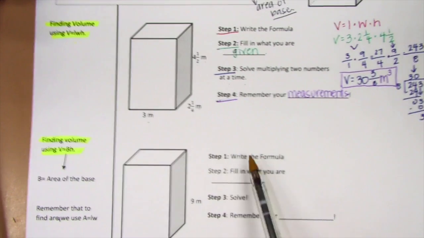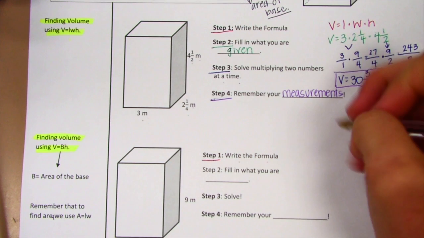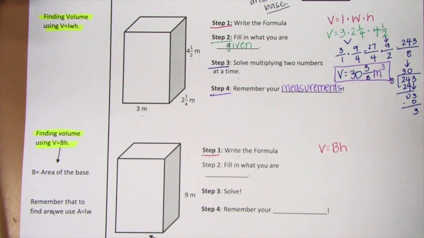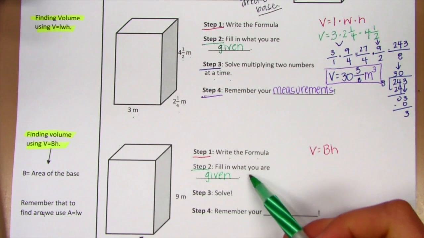We're going to follow the same steps as the example above. Step number 1, we're going to write the formula. So instead of volume equals length times width times height, we're going to put volume is equal to BH. Step number 2, in our green pen, fill in what we are given.